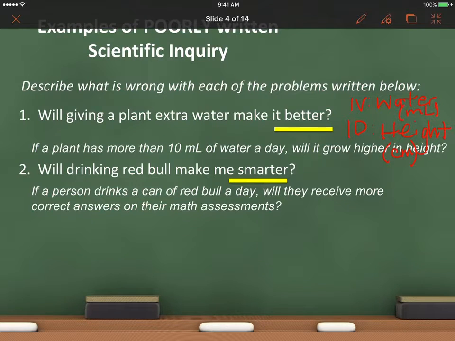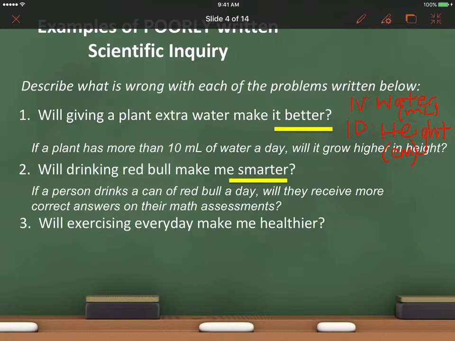It could be 3 cans of Red Bull a day. Will they receive more correct answers on their math assessment? So we have a measurable. We're measuring the math assessment, how many questions you get right on there, and we're also using an independent variable to determine if that's the case.